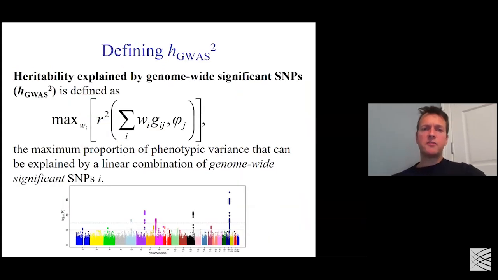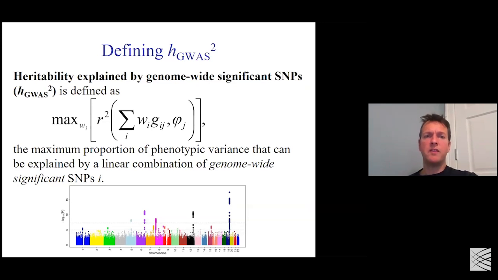All right, and then finally, there's a third quantity that has already appeared in this talk, and I'm going to call that H squared GWAS. H squared GWAS is the heritability explained by genome-wide significant SNPs. If you're not worried about LD, then it's basically just the sum of the variance contributed by each of your genome-wide significant SNPs in turn. But it's a little bit more complicated if you have LD.